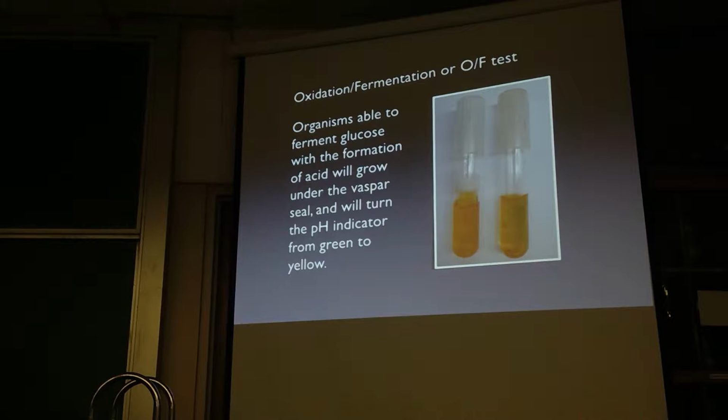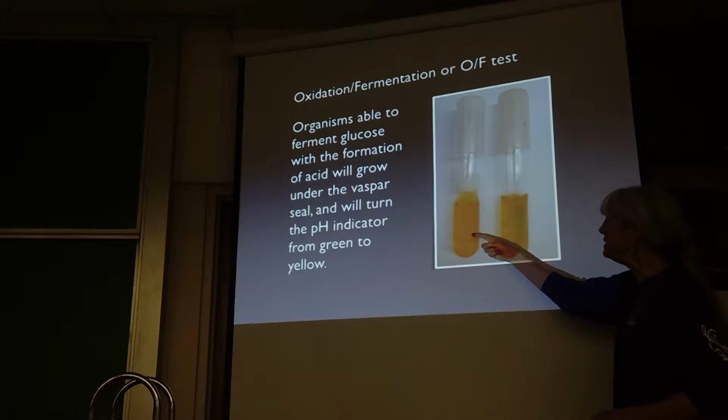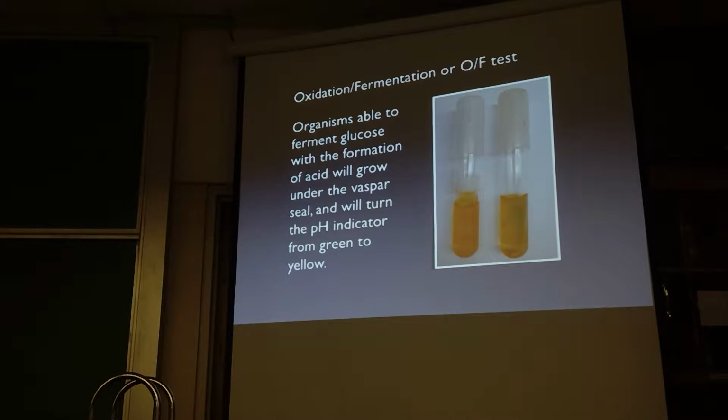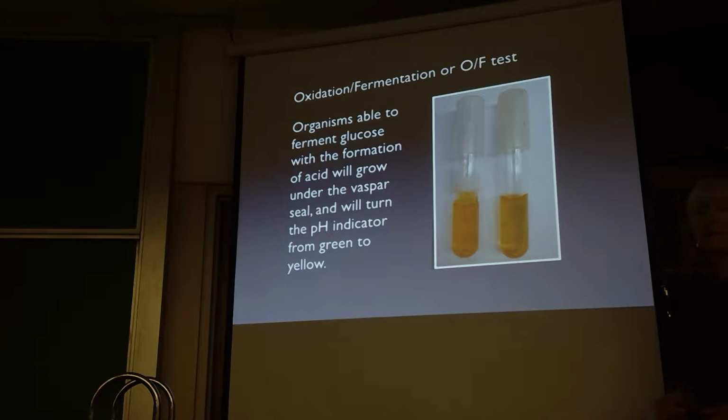Okay, so here we see the oxidation fermentation test after a period of fermentation. So these organisms have been growing. This is supposed to be a 48-hour test. Yours have been growing longer than 48 hours, but it won't hurt anything. What we see happening here is the production of what to change the color of the indicator from green to yellow? What are they making? They're making acid. So acid is going to change the color of the pH indicator. Because they're making acid under that Vaspar seal, which is going to keep oxygen out, that means these guys have what kind of gas requirement? Are they obligately anaerobic?